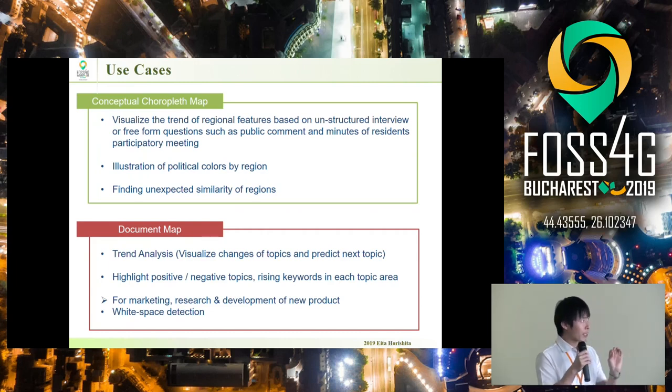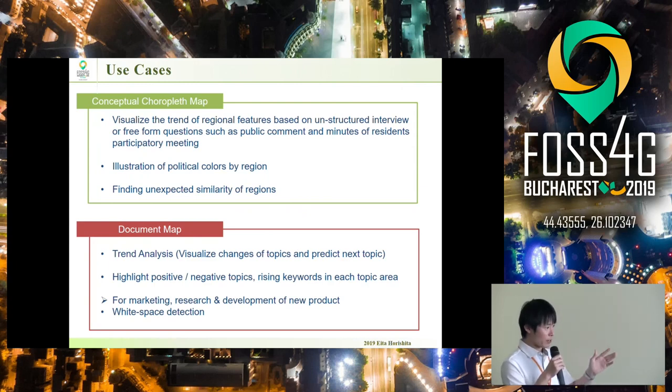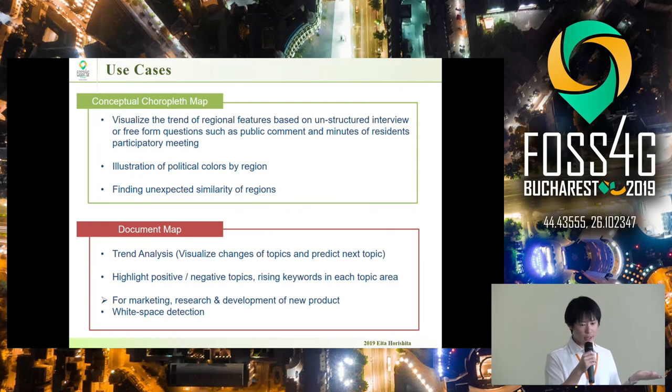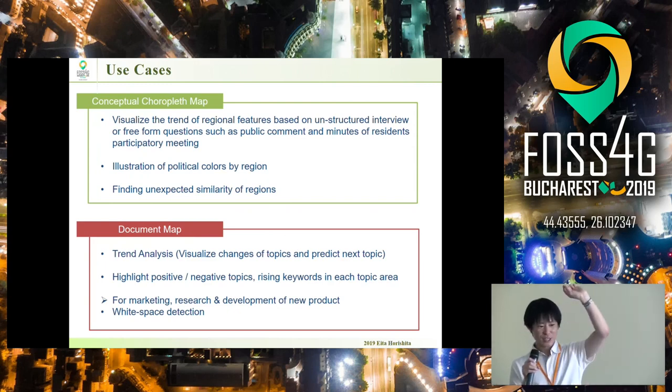It can also be utilized for trend analysis. A document is plotted as a point, so you can detect the centroid of the points. And if it is visualized chronologically, for example, last year's centroid of topics is this point, and this year's is here. So it moved from here in this way. So next year, the centroid of the topic will be going this way. That kind of predictive analysis can be done by this method.